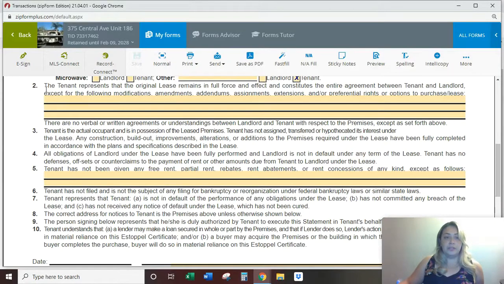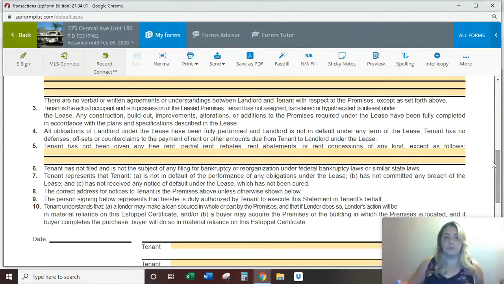Okay, so number two, the tenant represents that the original lease remains in full force and effect and continues the lease agreement between the tenant and landlord except for the following modifications. There are no verbal or written agreements or understandings between landlord and tenant with respect to the premises except as set forth above. The tenant is the actual occupant and is in possession of the leased premises.